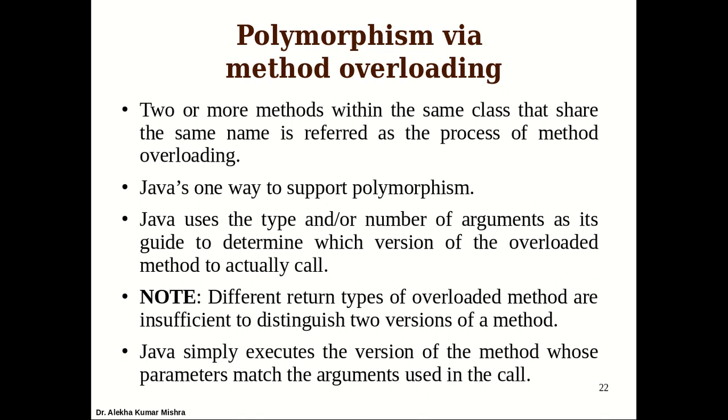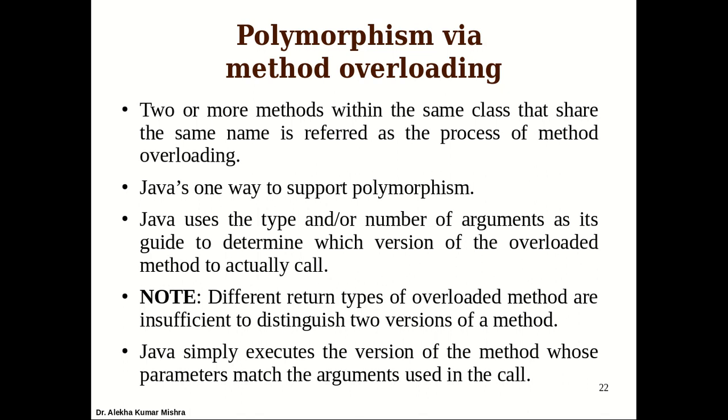One point we must remember is that the return type does not play any role in deciding which method to invoke. That means different return types of overloaded methods are insufficient to distinguish two versions of the method. Suppose you have two methods with the same number of arguments, of the same type, in the same order, but with different return types. That doesn't make them two different functions; from the point of view of method overloading, both are the same.